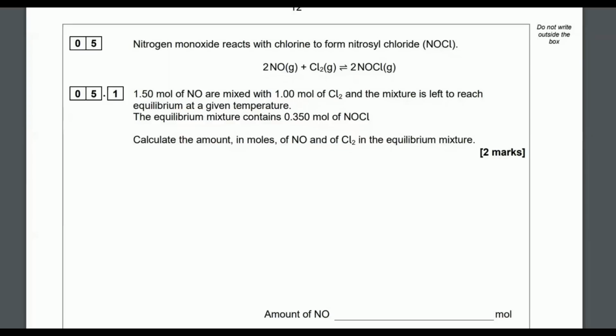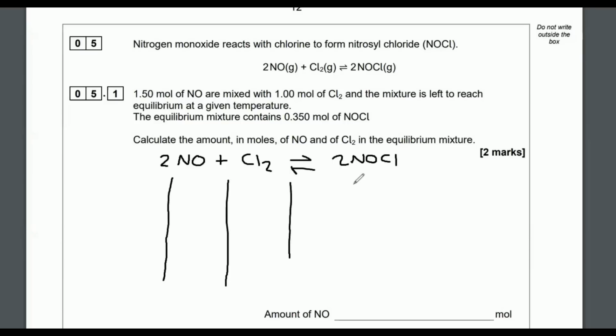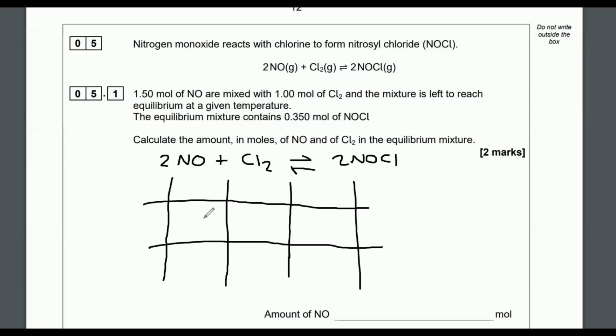Now, there's a couple of ways to do this. I like to start by writing out the equation. I know it's a bit of a pain because the equation's already there, but I write the equation out, and then underneath I draw the little ICE board. You might have heard of this before. You write ICE on the left-hand side, and you have a column underneath each of the reactants and each of the products. We've only got one product here. So the ICE, you have I stands for initial moles, C stands for change in moles, and E stands for moles at equilibrium. So my initial moles of nitrogen monoxide is 1.5, and my initial moles of chlorine is 1.